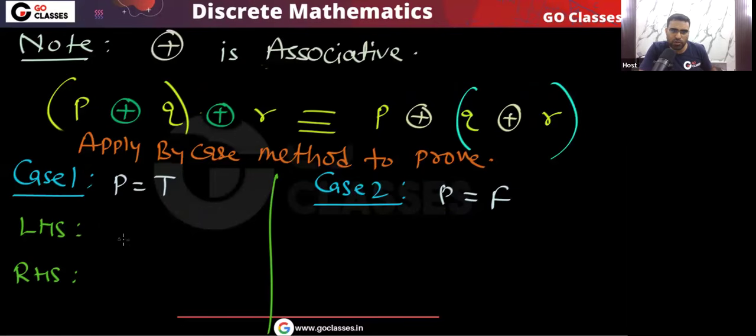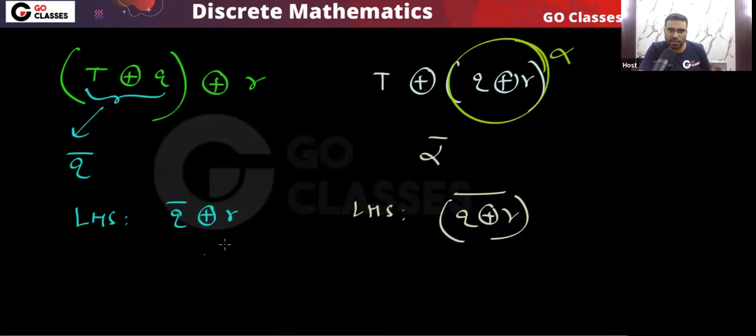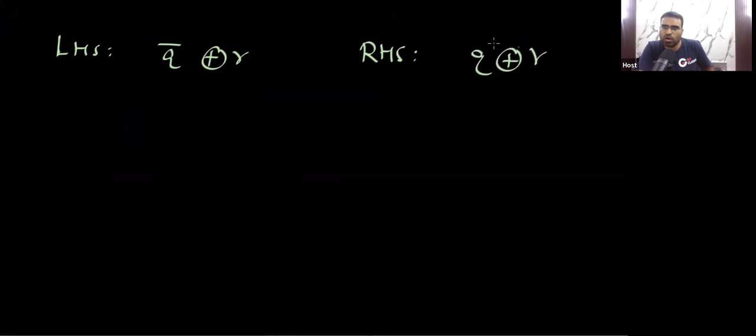Basically, when you put P equal to true, LHS is Q bar XOR R, and RHS is Q XOR R whole complement. Let me quickly prove that they are equivalent. So what is your LHS? LHS is Q bar XOR R. And RHS is Q XOR R whole complement.